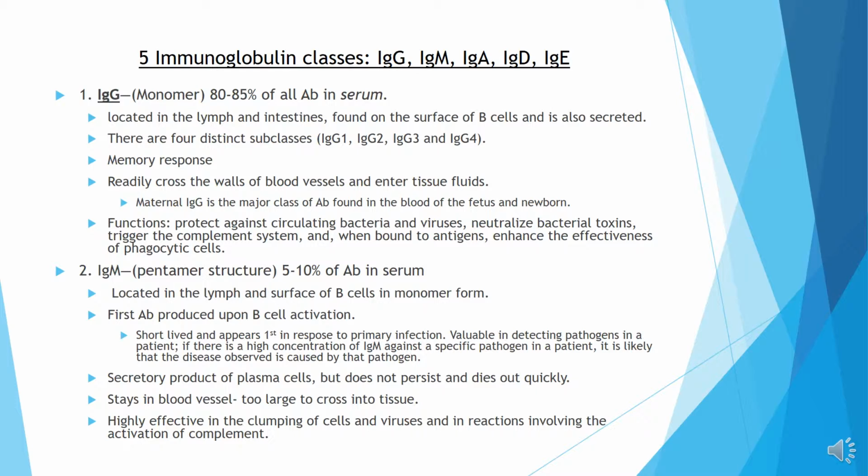Antigen memory response is based in the IgG class, where memory persists for a long time. IgG readily crosses the walls of blood vessels and enters tissue fluids to assist in destruction of pathogens. IgG can cross the placenta, conferring passive systemic immunity to the fetus. The maternal IgG is the major antibody class found in the blood of a fetus or a newborn.